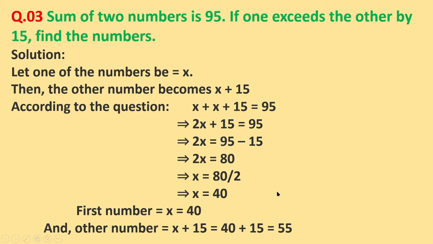Now, children, one more very interesting thing. You can check whether your answer is right or wrong in this linear equation part. The first number we have got is 40, and the second number is 55. Can you add 40 and 55? How much is it? 40 plus 55 is nothing but 95, which is given in the question. The sum of two numbers is 95. So you will get 95 only. So this is all about this kind of question.